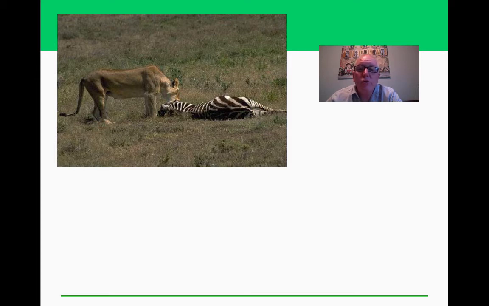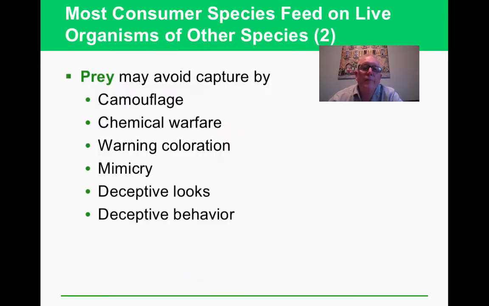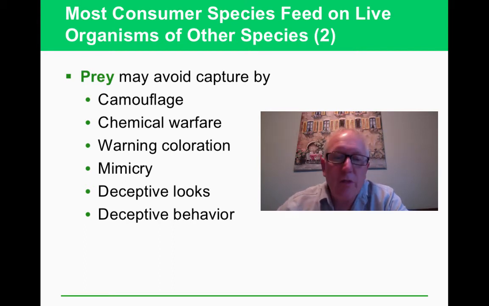And here's a famous one that we know from the cartoons. The coyote never does seem to catch the roadrunner. The coyote is trying to be the predator, but the roadrunner seems to keep getting away. All right, the prey isn't just interested in being a meal, so they have different ways of trying to get away. And here are some of the different things that they could do.